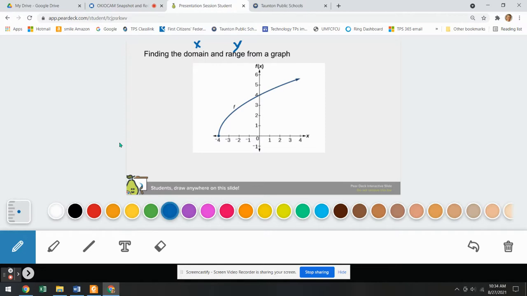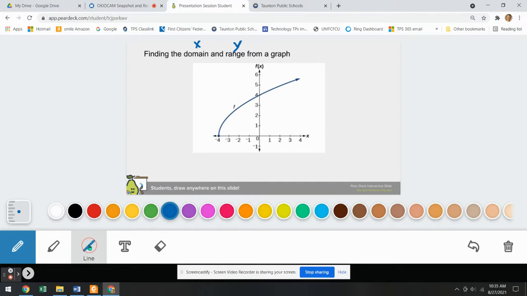If you have a line, any linear equation, generally, you're going to say all real numbers for the domain and the range, unless you have a constant. For this function here, what we're going to do to find the domain is just look at the x-axis.